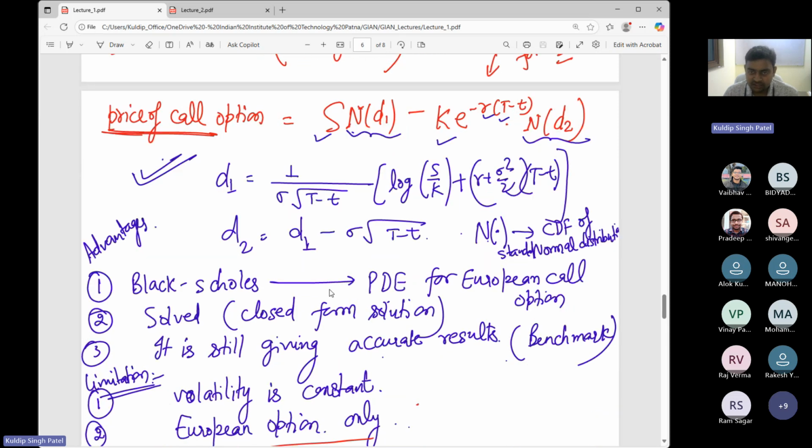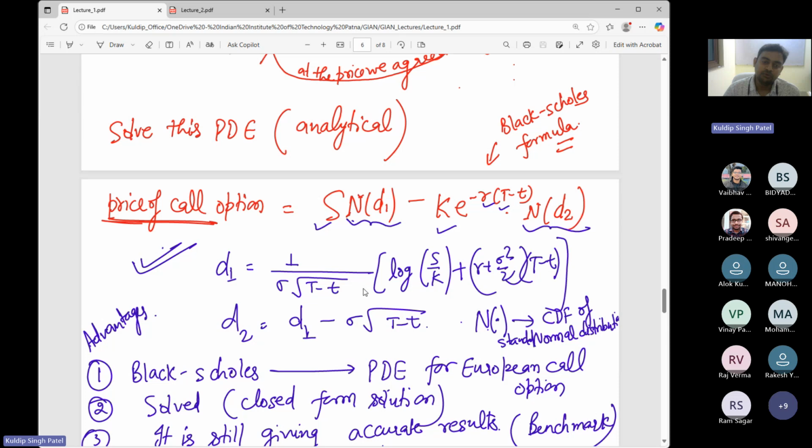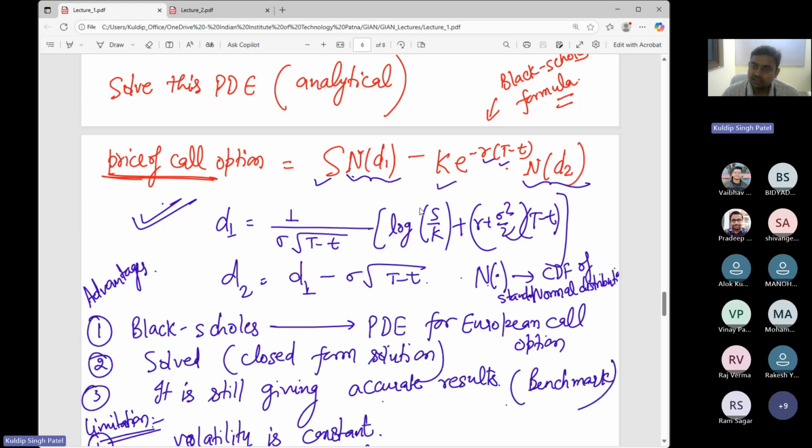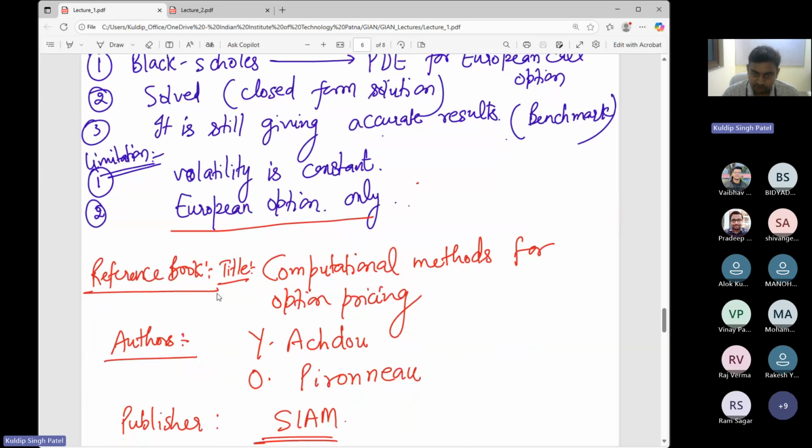So it is easy, right? We'll do it in MATLAB. Once you know all these parameters, you'll simply get the option price. So we'll be doing this in MATLAB. But before that, we'll go for numerical methods.